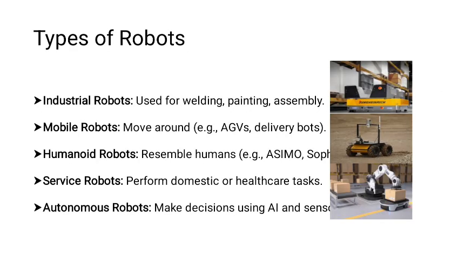Types of robots. There are different kinds of robots depending on the purpose. The first one is industrial robot, used for tasks like welding and assembly. Second one is mobile robot, like delivery bots or automated guided vehicles that can move independently. Humanoid robots are used to mimic humans. Service robots are used for healthcare or domestic help. Autonomous robots use AI and sensors to make decisions.